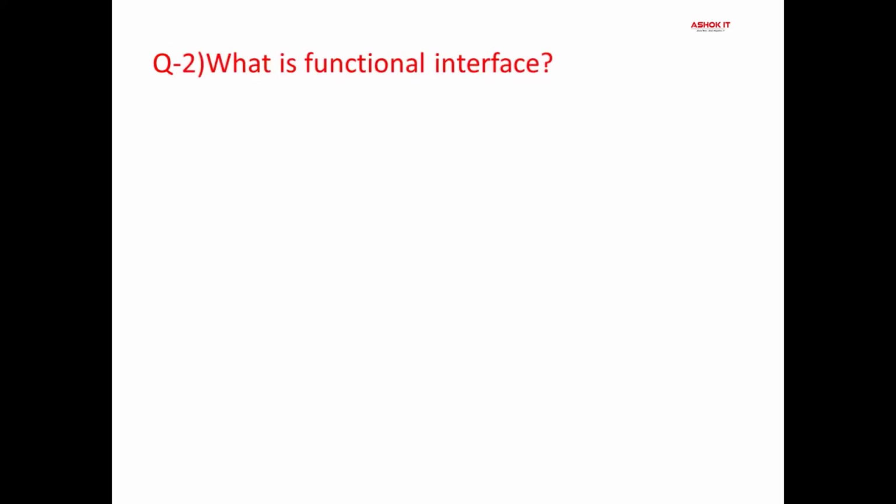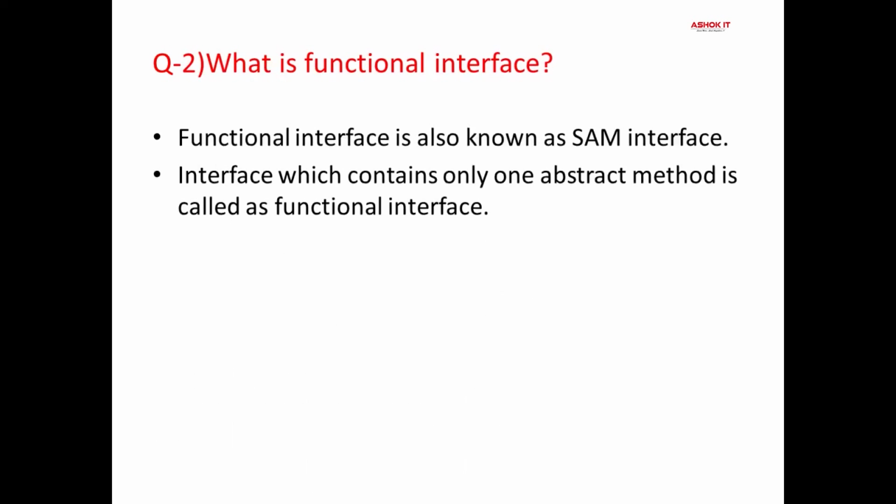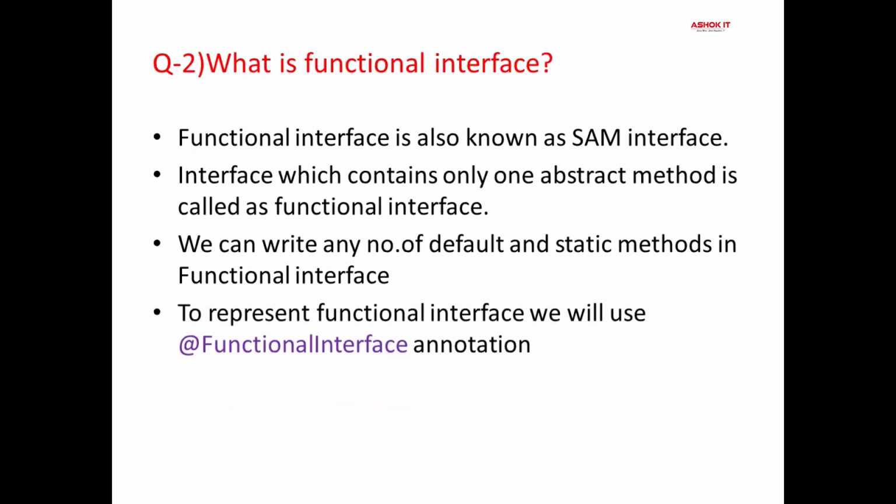Question number 2. What is functional interface? Functional interface is also known as single abstract method interface, which contains only one abstract method. Functional interface in Java enables users to implement functional programming in Java, and it can contain only one abstract method and any number of static and default methods.